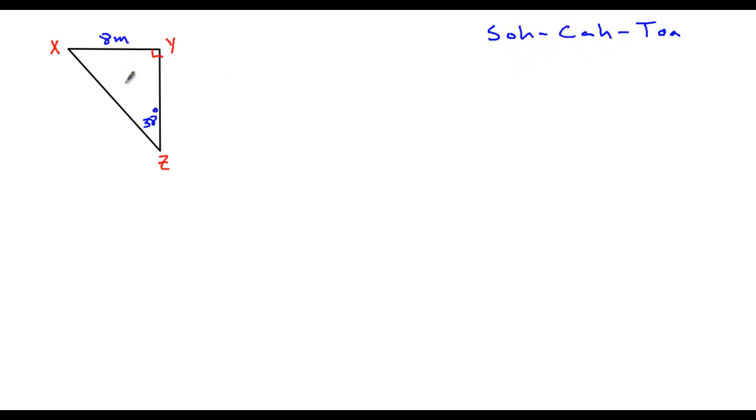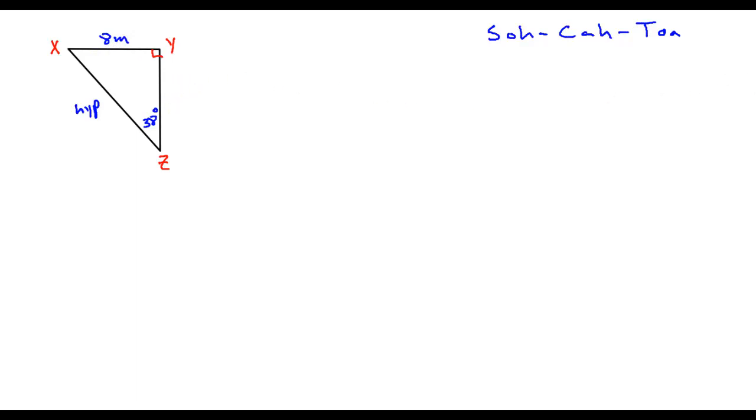Now when we look at this triangle, this one's a little different. It has a hypotenuse over here. This is the hypotenuse, but we don't know what it is. It does have a side right here. This side is 8 meters. And then it has a side over here that's unknown.